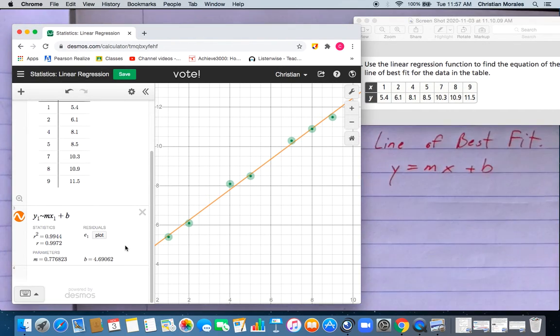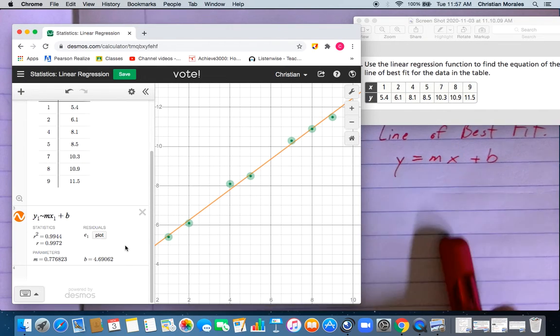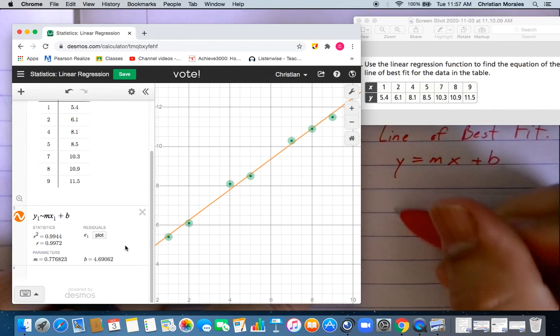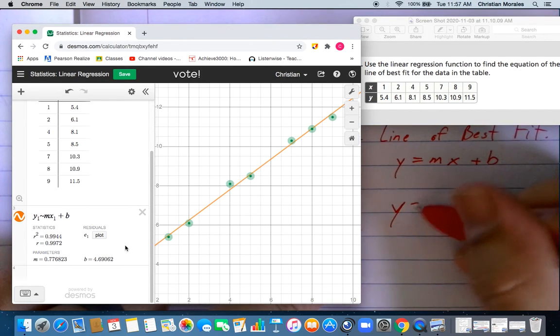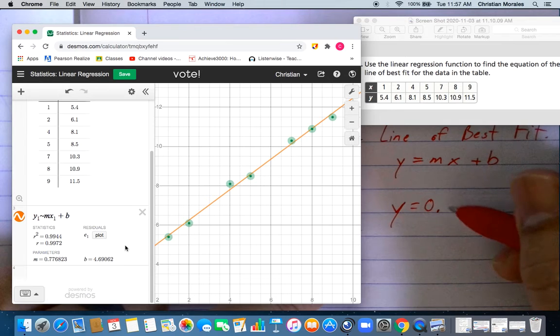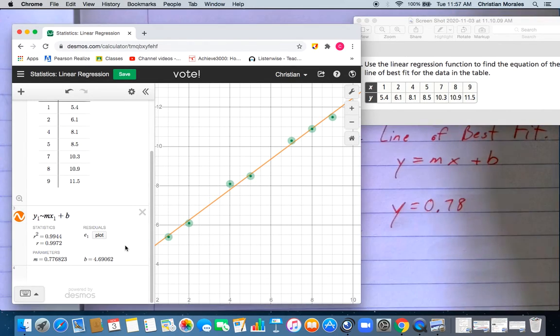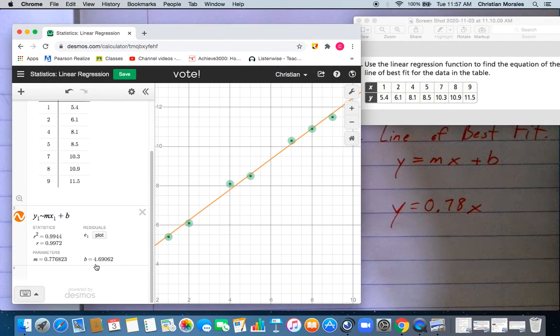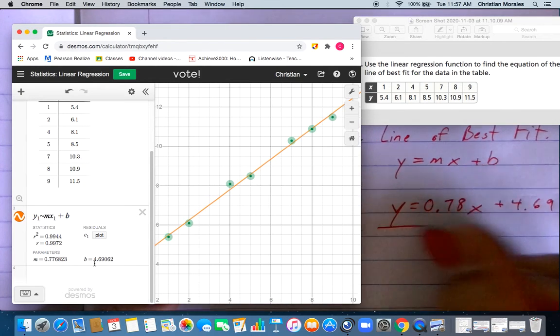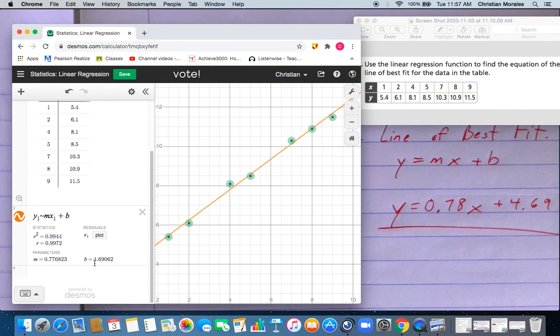So for example number one, your answer in this format, you would have to round it because you can't use all those numbers. So the slope is going to be 0.78. I would use 2 decimal places for this. You don't have to use more than 2. That's fine. X, and the B is right here. So I'm going to say here plus 4.69, and there's my line of best fit. And that's really all you have to do, guys.